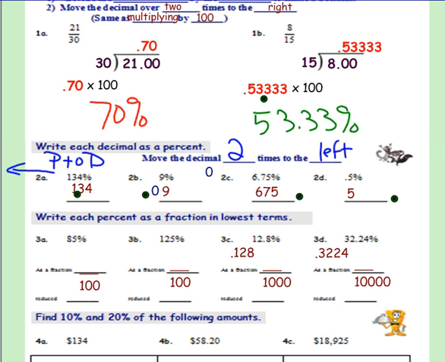Obviously, 9 tenths is a little bit different. On this one, this is like sales tax sometimes. You're going to be moving the decimal over twice. Okay, not the number, but the decimal. I'm going to move it over once, twice. I have a gap in there, so I'm going to put a 0.